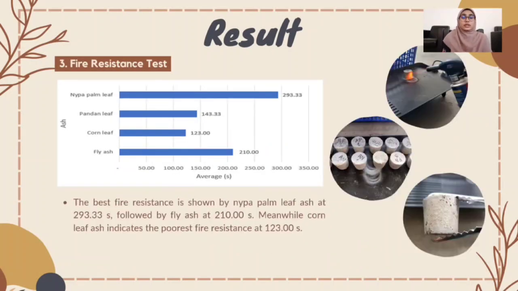And then we proceed to the fire resistant test result. So the best fire resistance is shown by Nipah palm leaf ash at 293.33 seconds, followed by fly ash at 210 seconds. Meanwhile, corn leaf ash indicates the poorest fire resistance at 123 seconds.